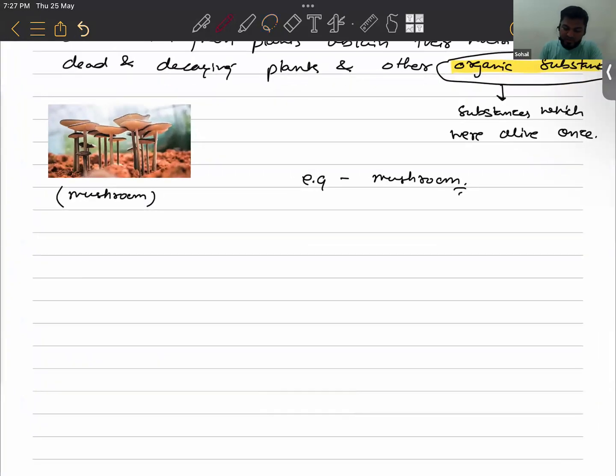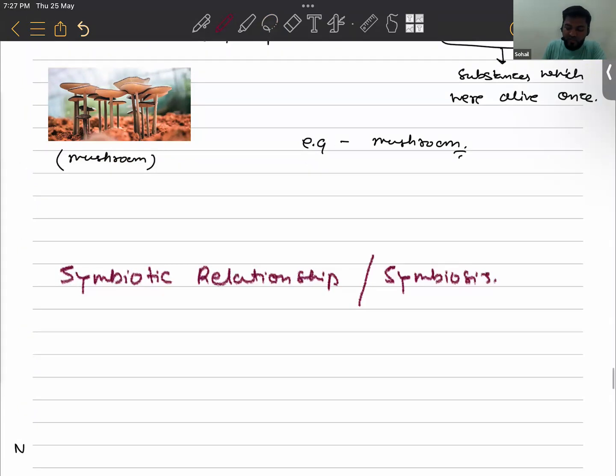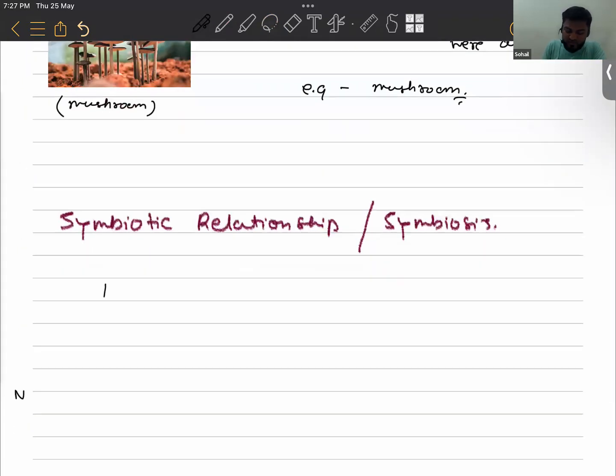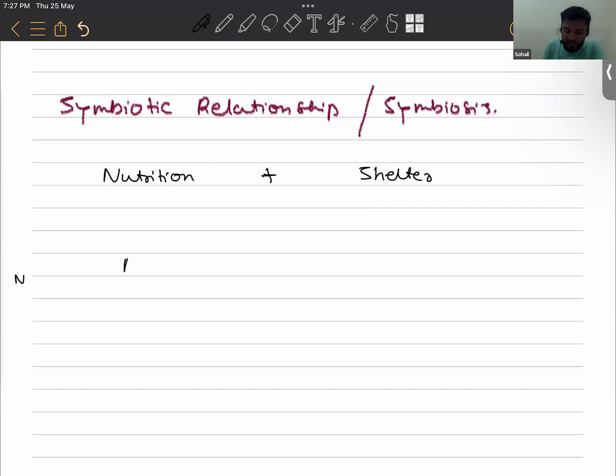So there is another mode of nutrition in which two organisms are living in a relationship where each of them is getting benefited. That is called a symbiotic relationship. Or in short, you can also call it symbiosis. So here what happens? One organism is providing nutrition and the other organism is providing shelter here. And they are living together. Such an example is that of an alga and a fungus. So what is happening here?